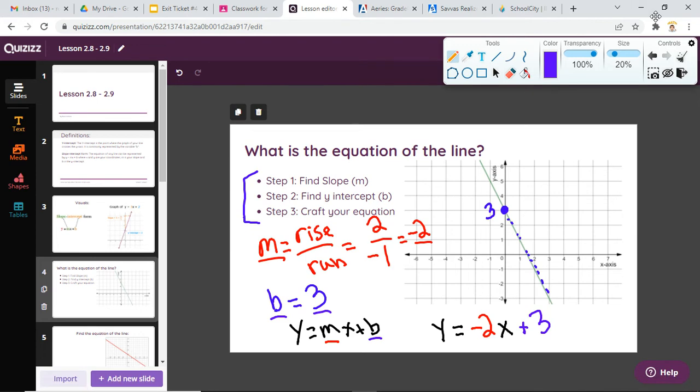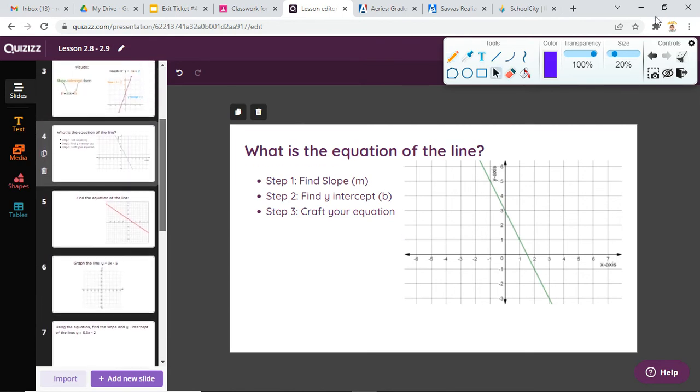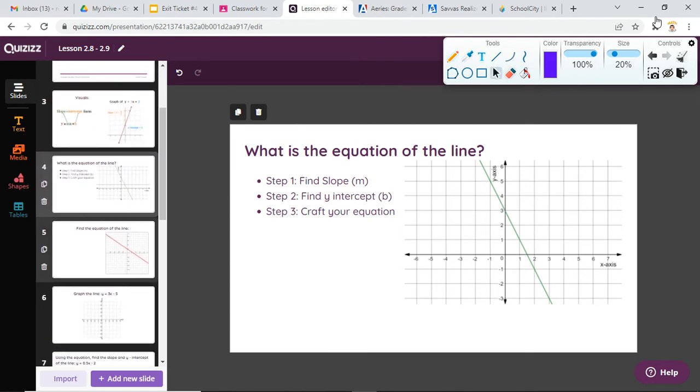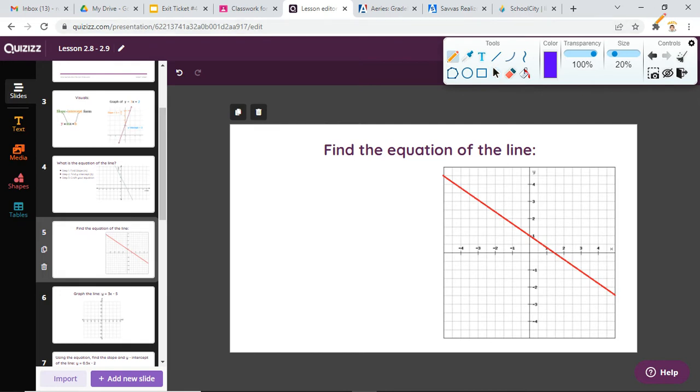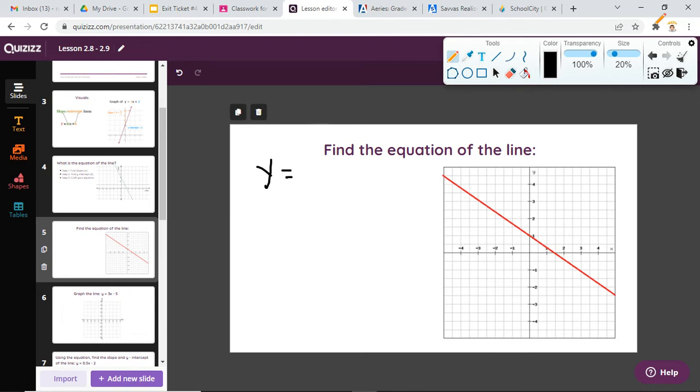Feel free to pause this video if you guys need to get stuff written down here, but I'm going to keep moving forward. Alrighty, we need to find the equation of this line here. Again, this is the equation in slope-intercept form, or y is equal to mx plus b.